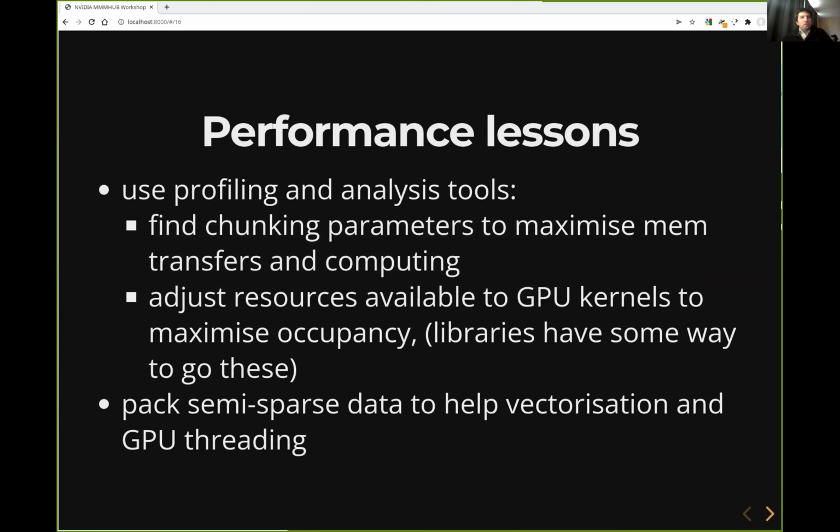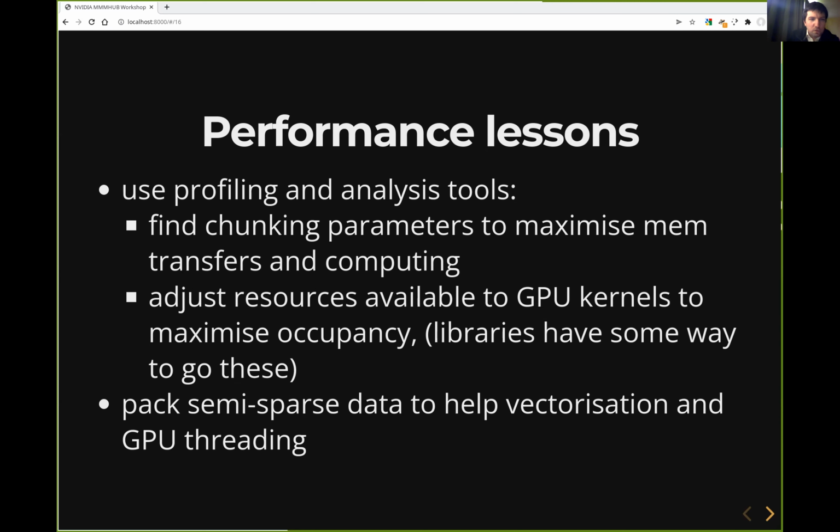Performance lessons, again, as everyone else said, use profiling and analysis tools. It helps. Without it, you just can't really claim anything. They're fairly easy to use and help you find chunking parameters which maximize the overlap of memory transfers and computing. Also, there are cases where a single kernel might try to use far too many resources unjustifiably and waste them. So adjusting the launch parameters this way is useful.